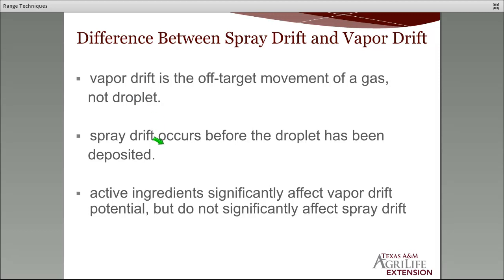Vapor drift is spray drift that occurs before the droplet has been deposited, and active ingredients significantly affect the vapor drift. Lots of these manufacturers are coming out with choline, coming out with amines, and they're moving away from the old ester formulations of herbicides.